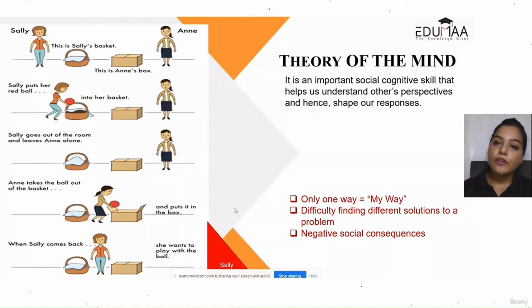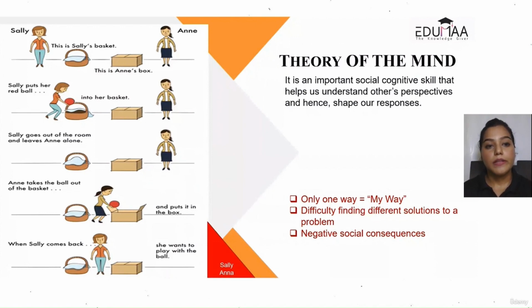Now let's come to theory of the mind. So what is theory of the mind? Why is it important for our autistic kids or children with autism? Because it is an important social cognitive skill that helps us understand others' perspective. If we need to understand others' perspective, then we need to know the theory of the mind, because this is a very important skill that should be there in our child. And this helps us shape our responses. The way we understand others' perspective, we behave accordingly in specific situations. That is why it is a very important skill where autistic kids have difficulties and they require special help for that. And we help our kids in that particular domain.